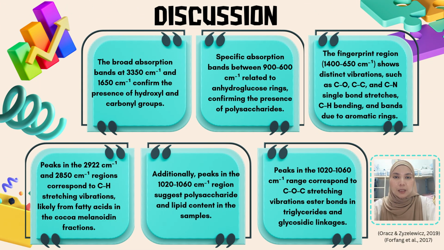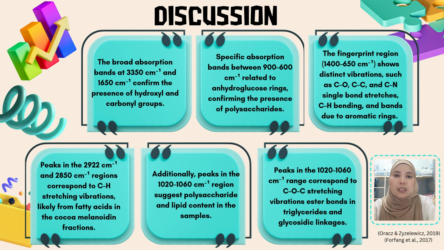Moving to the discussion part, the absorption bands at 3350 and 1650 confirm the presence of hydroxyl and carbonyl groups characteristic of various organic compounds found in the cocoa. Specific absorption bands between 900 to 600 related to anhydroglucose rings, confirming the presence of polysaccharides. The fingerprint region at 1400 to 650 shows distinct vibrations such as CO, CC, and CN single bond stretches, CH bending and bending due to aromatic rings.